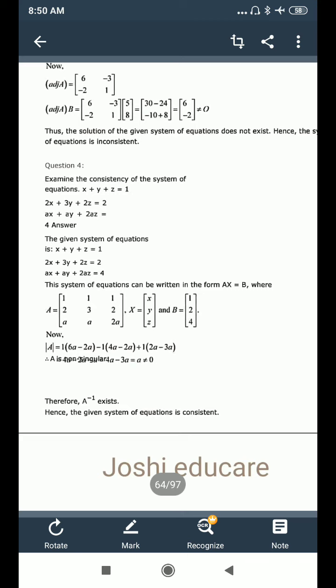If determinant of A is not equal to 0, it means the system is consistent. But if determinant of A is equal to 0, then you have to find adjoint of A into B. This is the method. Now, if adjoint of A into B is not equal to 0, as in this one particular case, then you can say the system will have no solutions. It is inconsistent. That's all. So we'll write the system is inconsistent.